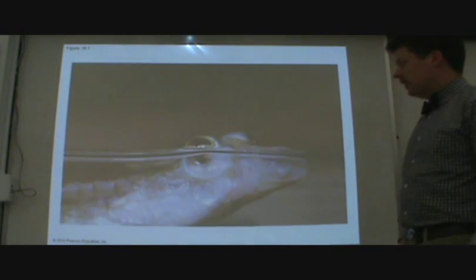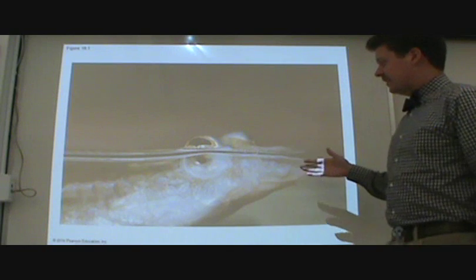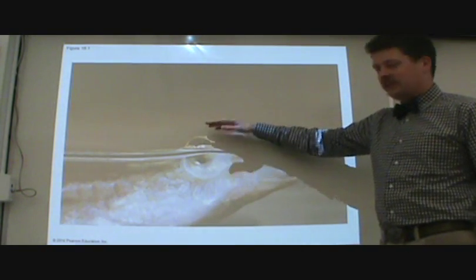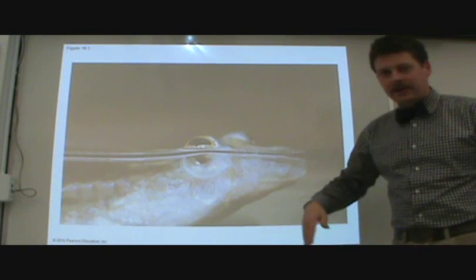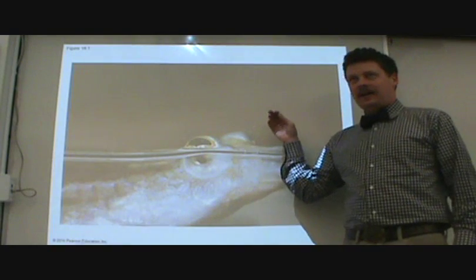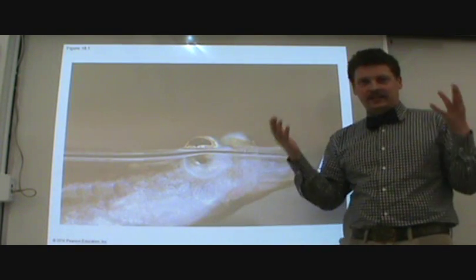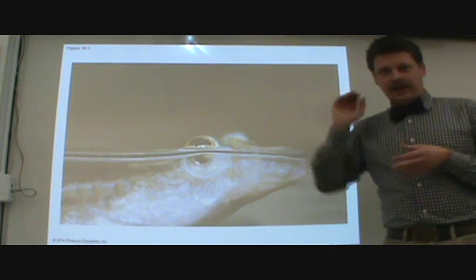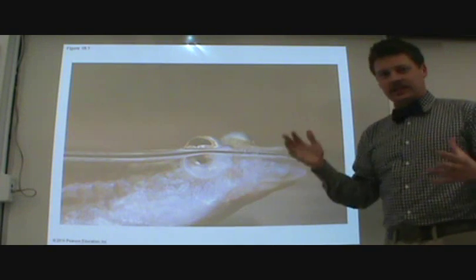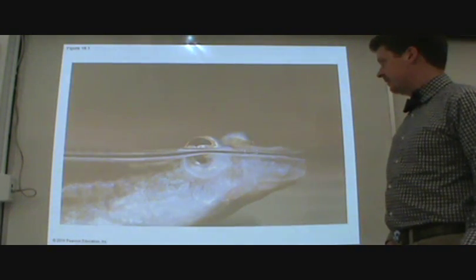So this is an example of a fish, and this fish has differentiated gene expression in the top half of its eye versus the bottom half of its eye, which allows it to see in the air with the top half and in the water with the bottom half. It can see equally well in the top half and the bottom half of its eye in air and water, which is kind of crazy, but it's just an adaptation that this fish has.